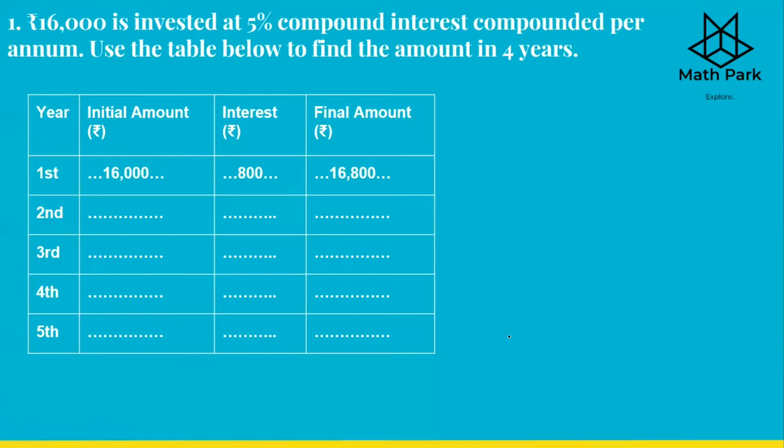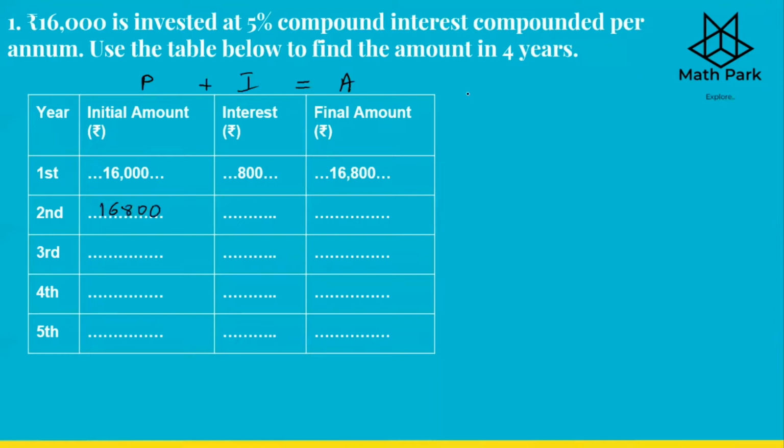Now here you can see the initial amount. So this is your principal, this is your interest, and this is your amount. Now we are going to use the formula: principal plus interest is equal to amount. So 16,000 plus 800, you get 16,800. Now this 16,800 becomes the principal for the second year. The amount at the end of the first year becomes the principal for the second year. So here we have 16,800.